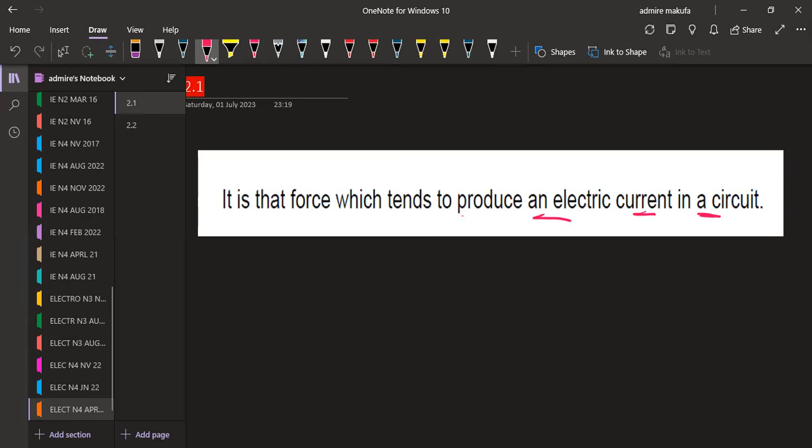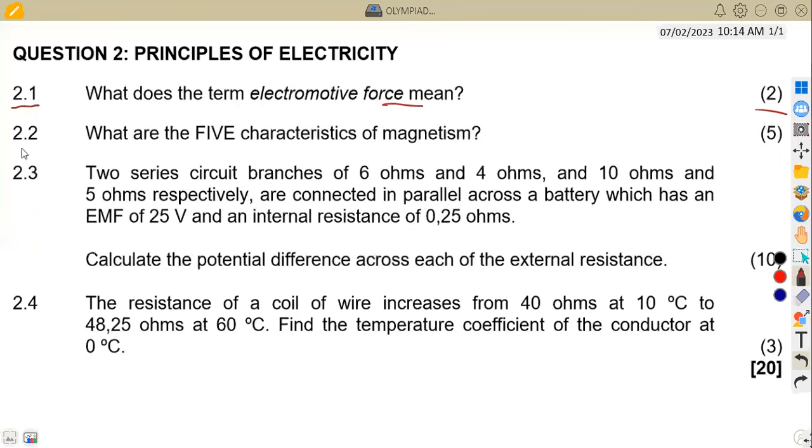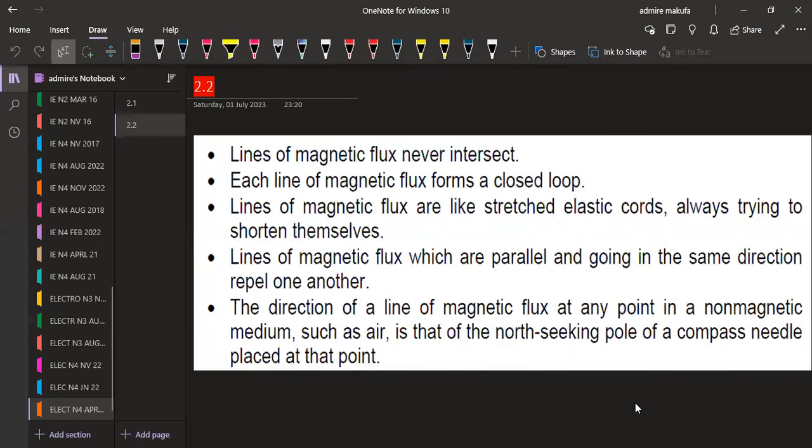Then the second part, we are given 2.2, what are the 5 characteristics of magnetism? As long as you're dealing with magnetism, what is it that we consider? These are the characteristics. What is it that you know about these lines of flux, everything about magnetism? All right, so let us get into consideration.